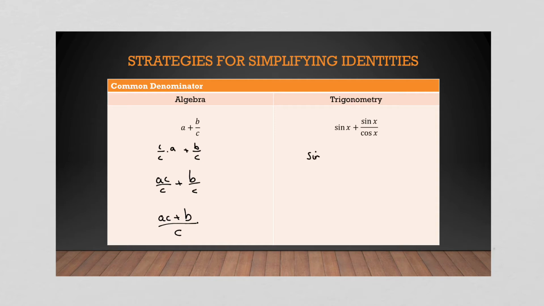So now we have sine x, but we need a cos as a denominator, so we're multiplying it by cos x over cos x. Exactly the same way we got a common denominator for fractions in grade 9. So then we get sine x cos x plus sine x all over cos x. So that's common denominator. Works exactly the same for trig as it does for algebra.